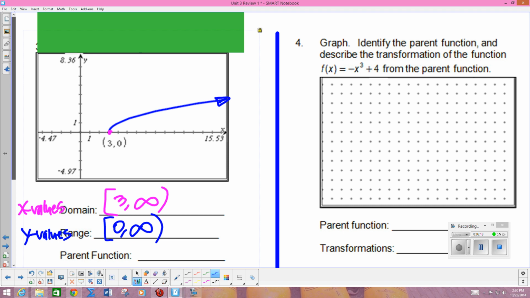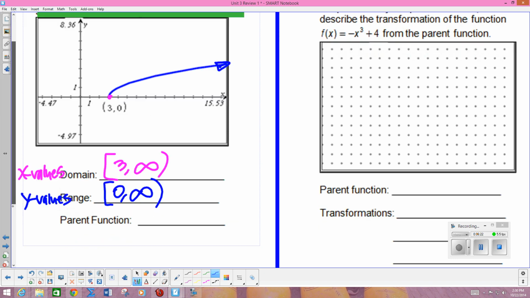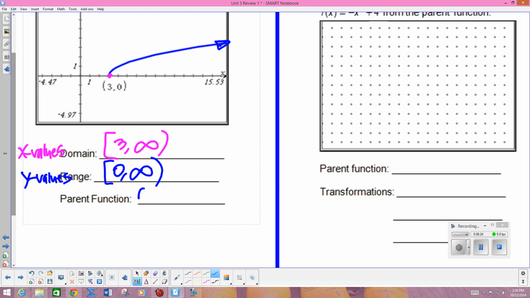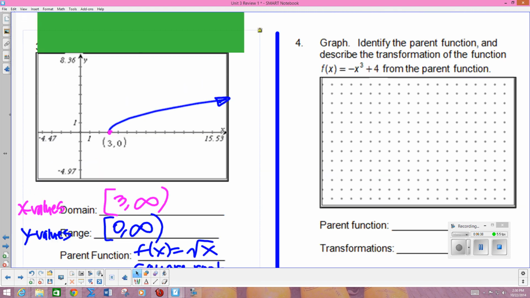It's a parenthesis for range. The parent function, you can have a couple of different things here. I don't mind. We talked about 2 things. F of x is equal to the square root of x is the parent function, or if you write square root, that would be acceptable. Okay?